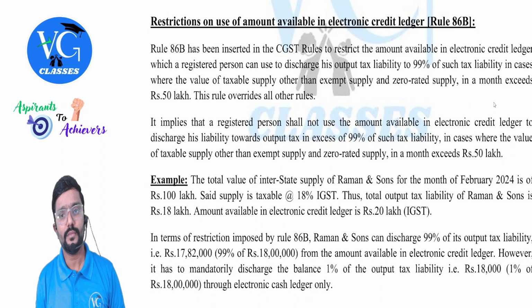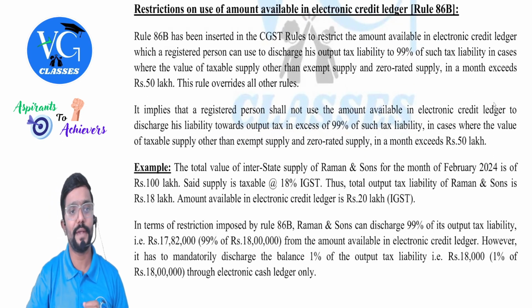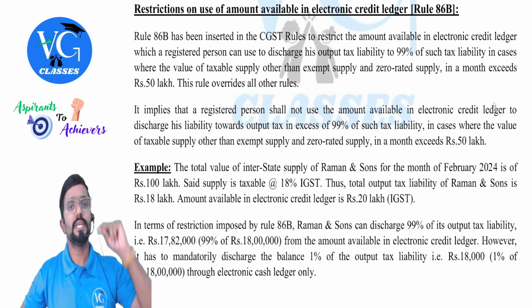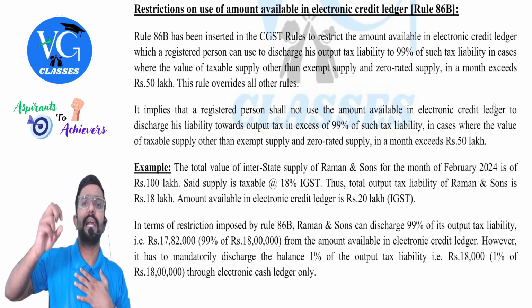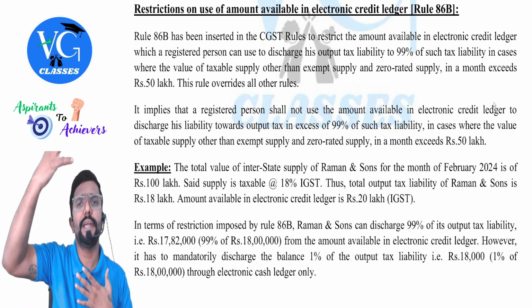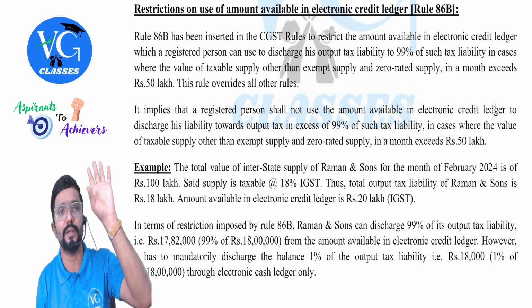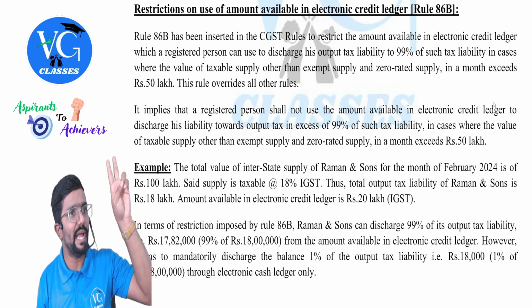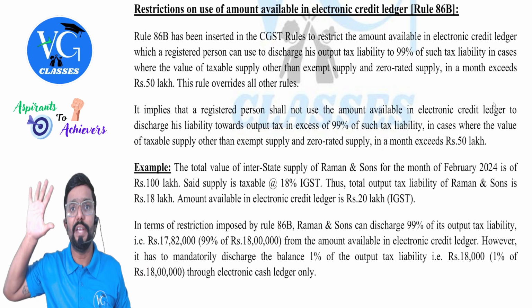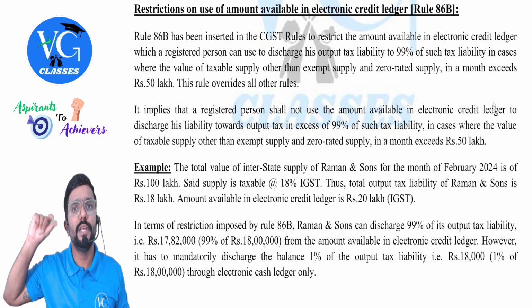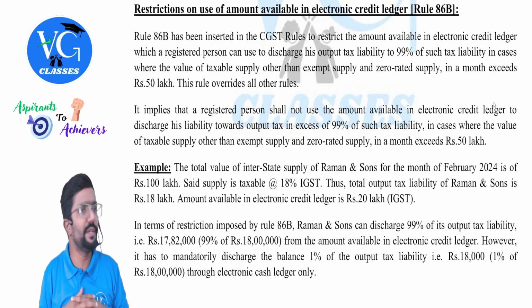86B. 86B is kind of important, guys. Now, listen. If I have an input tax of 20 lakh, can I use full credit? Yes, if I have output tax, I can use it. For example, I have a credit of 20 lakh. My output tax is 25 lakh. Can I use full credit? Yes, you can use it fully.